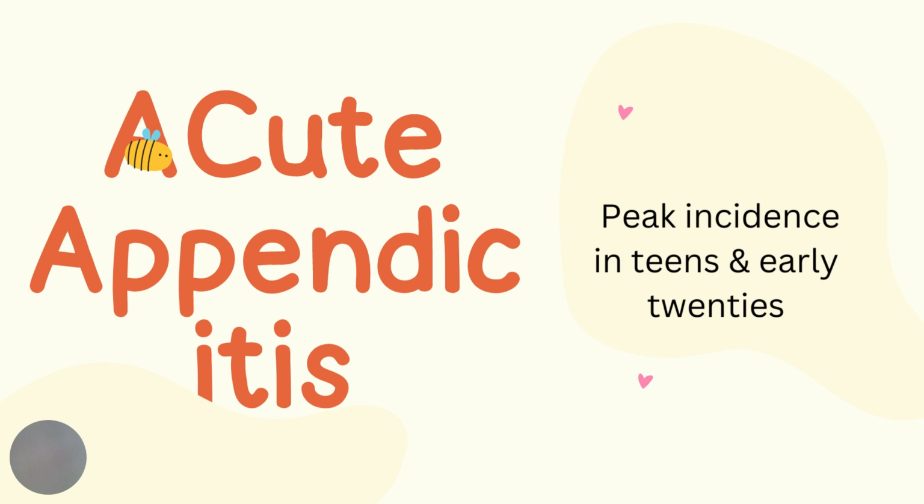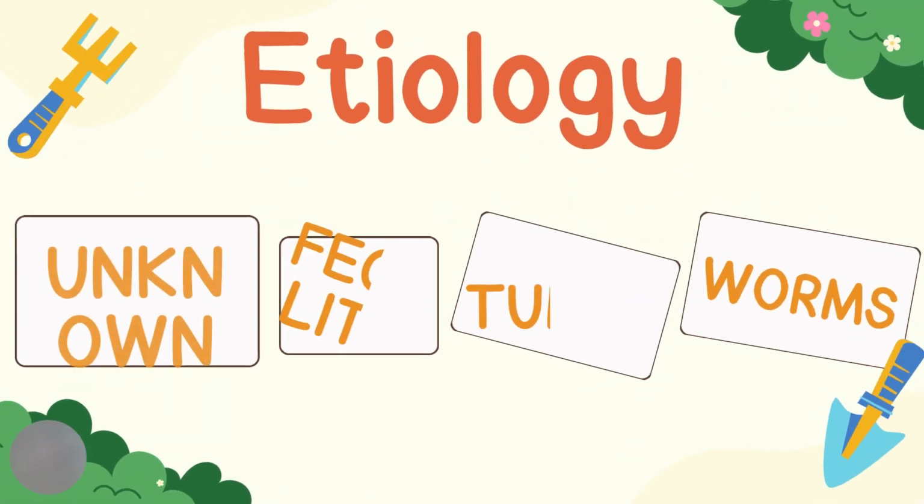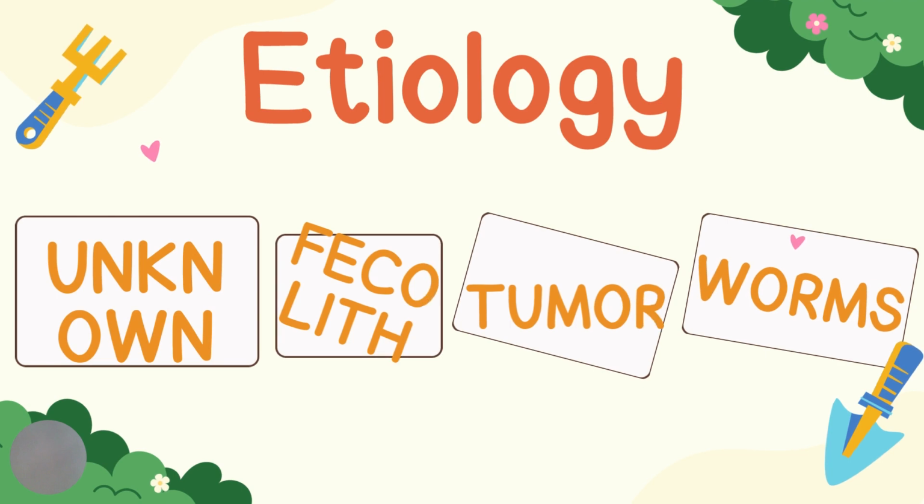Now, what is acute appendicitis? Acute appendicitis is acute inflammation of appendix. Its peak incidence occurs in teens and early 20s. Now, what causes appendicitis to occur? Mostly the causes are unknown, but few people say that appendicitis occurs due to obstruction caused by fecalith, tumor or worm infestation.